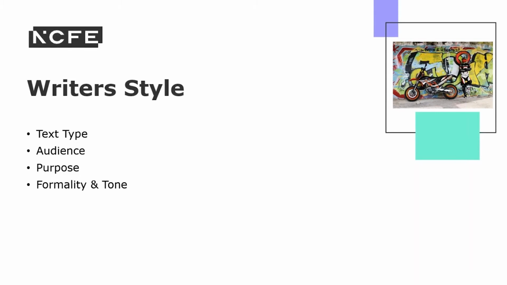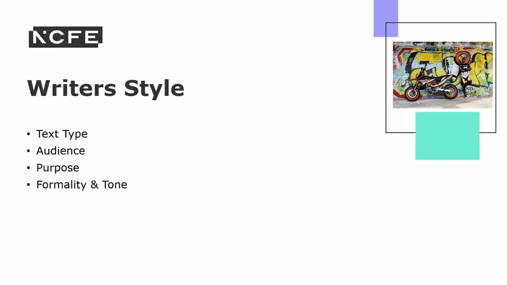Writing about writer's style is often an area that confuses learners. So things to think about when you're asked about a writer's style is the text type, the audience, the purpose, and the formality and tone. So your answers should be limited to the purpose. So, for example, to advise about X, to persuade about Y, to advertise.